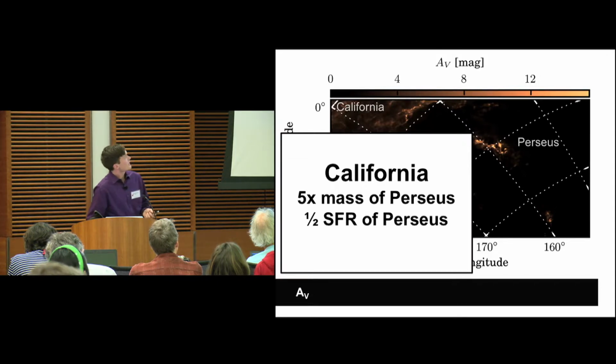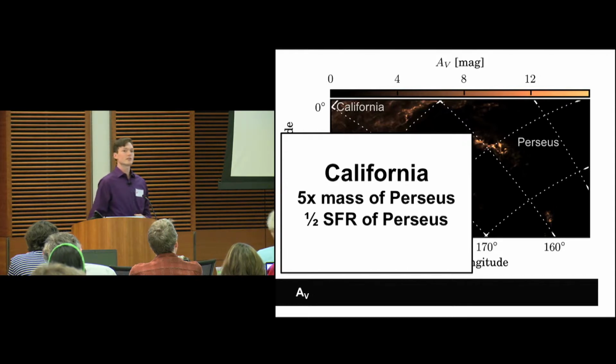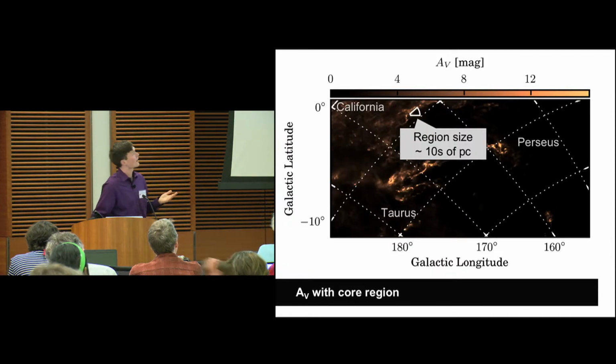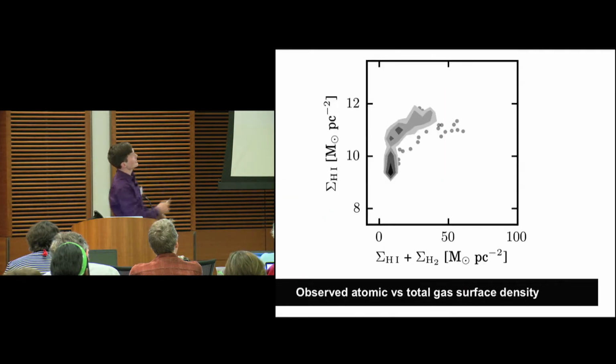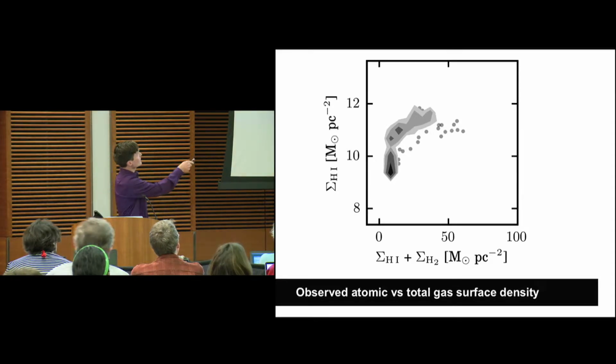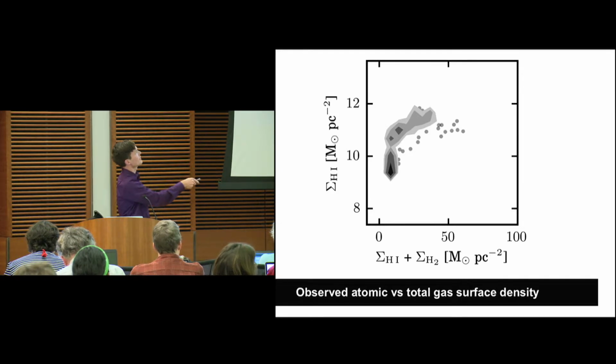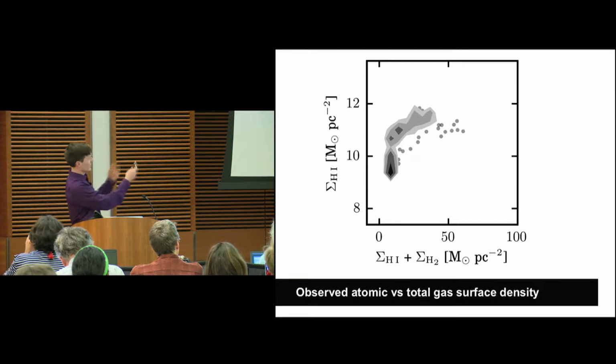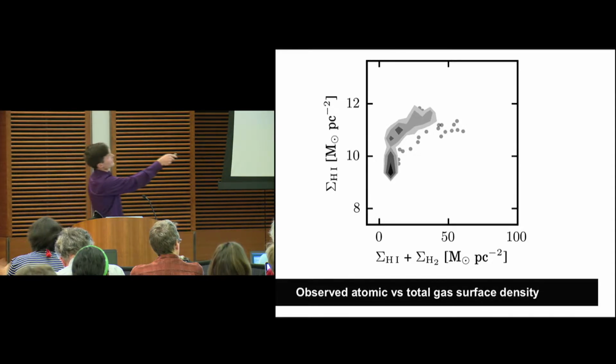Okay. So to test this steady state model, we need to identify regions where all the molecular cores have similar shielding envelopes. And this is predicted to be on region scales of about tens of parsecs. So here is an example region in the California molecular cloud. And we're going to examine the H1 surface density as a function of the total mass surface density. This is a 2D histogram of our observations, and we see this saturation at about 11 solar masses per parsec squared.